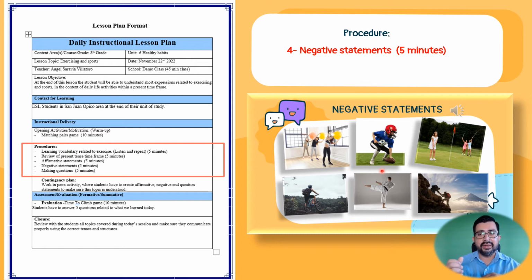For example, for the simple present, they need to use an auxiliary verb, which is do not, or does not. And for the present continuous, they just need to add not after the to be verb. Is not, are not, or I'm not. And then the verb in the ing form.